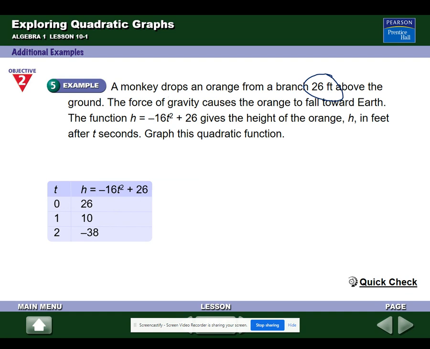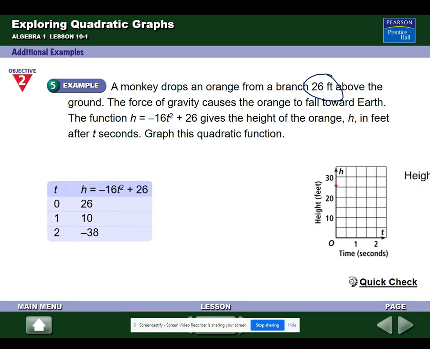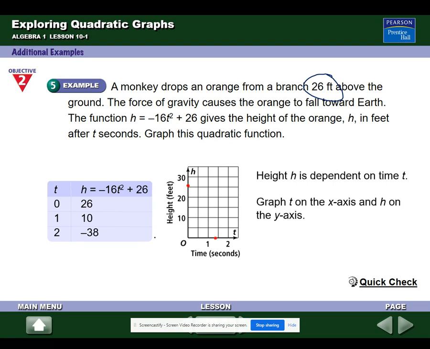At 0 seconds, we're still at 26 feet. This is when the monkey is just about to drop the orange. At 1 second, we would plug 1 in, and the output is 10. Check that if you like. Meaning that it's dropped from 26 to 10. If you plug in 2, we're going to be at negative 38. Now that's going to produce this graph right here, such that 2, negative 38 would be like down here. Now, do we care to know about 2, negative 38? Well, no, because the orange has hit the ground sometime between 1 and 1.5 seconds.